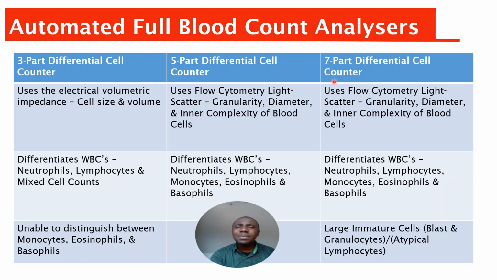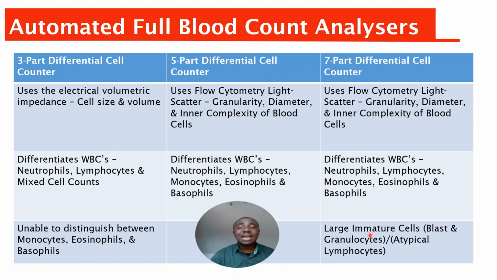Then, when the same thing happens, these 5 parts and 7 parts are almost the same. The only thing different is that with the 7 parts, there is an addition of, sometimes, immature granulocytes, blast cells, and atypical lymphocytes, and so on. These 7 parts are, in most cases, the ones commonly used in laboratories here in the UK.